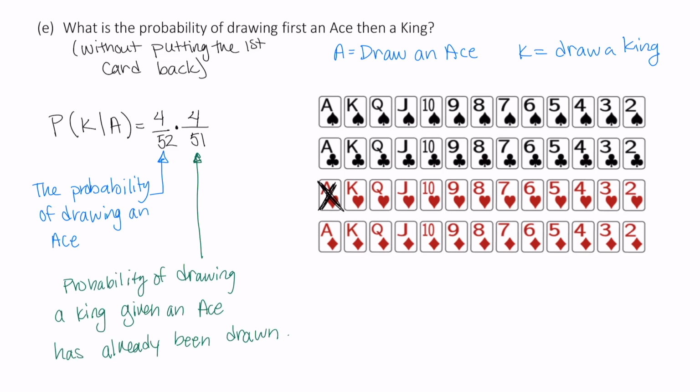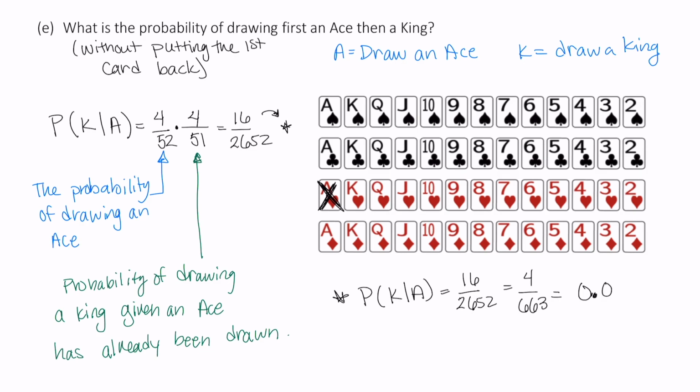All right, so let's go ahead and work that out. This becomes 16 divided by 2,652. And I'm out of space here. So let's move on to the bottom here. Again, this is the probability of drawing a king given we've already drawn an ace. And we have that it's 16 over 2,652. As a decimal, we can still reduce this. This is 4 over 663, and as a decimal, it's 0.006.